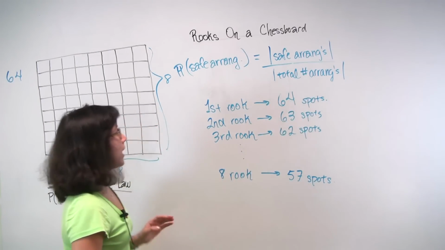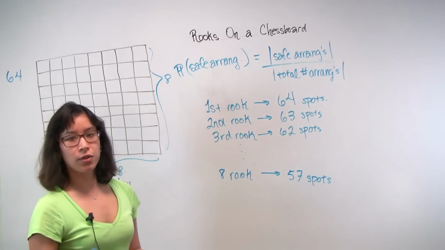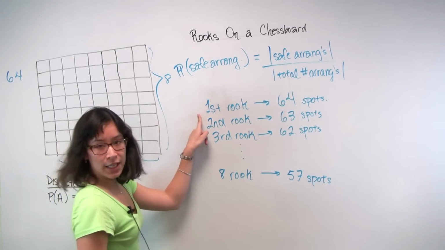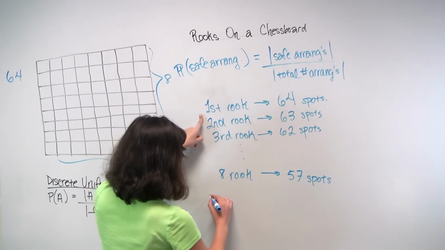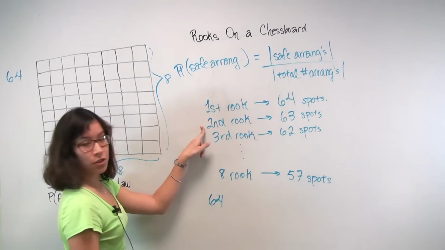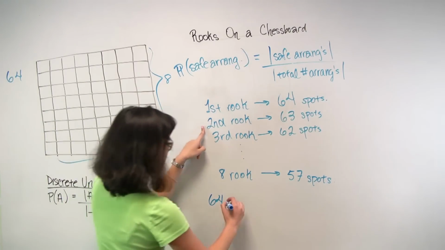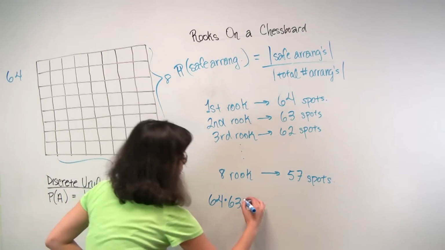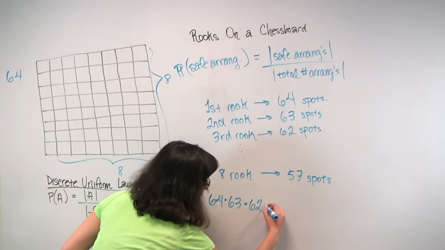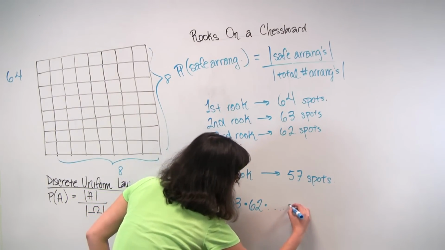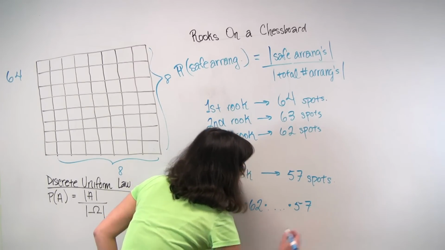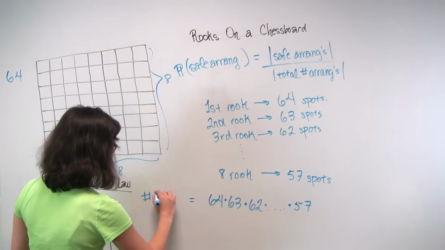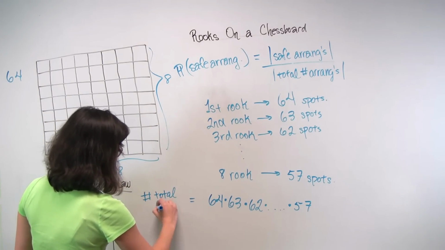We have a sequential process because we're placing the first rook and then the second rook, etc. At the first stage, we have 64 choices. At the second stage, we have 63 choices. At the third stage, we have 62 choices, etc. I'm just multiplying these numbers together because the counting principle says I can do this. So my claim is that this product is equal to the total number of arrangements.